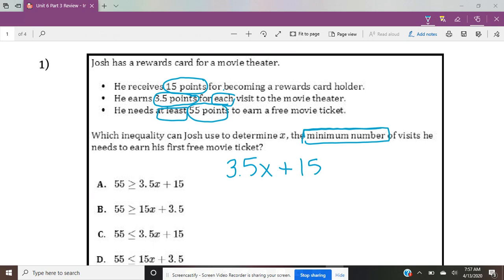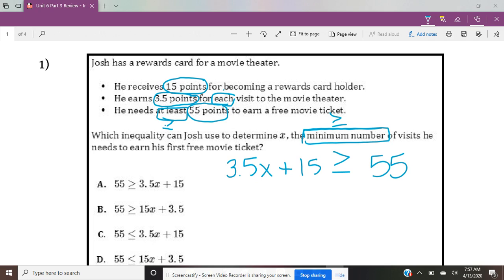So now we're trying to reach 55. So that's going to be on this side, okay? So basically, the word minimum, I know you guys are probably thinking, oh, that's going to be a less than sign. Well, the reason why it's not is this word right here, at least. That means that it can be 55, but it can also be more than, okay? So the word at least is greater than or equal to, same thing as minimum, greater than or equal to, okay? So there's going to be a greater than or equal to sign.